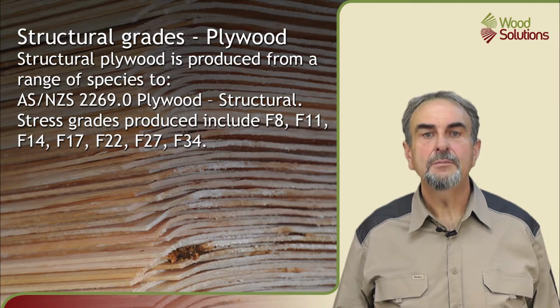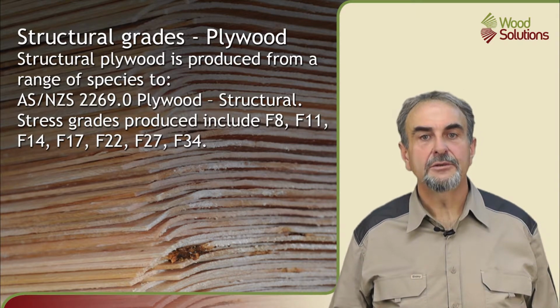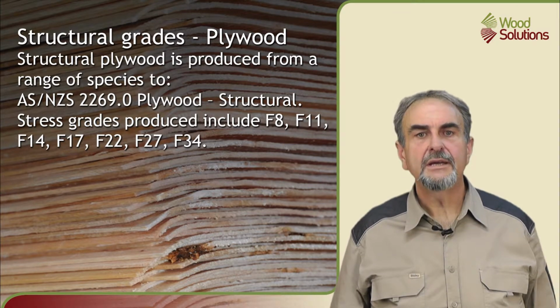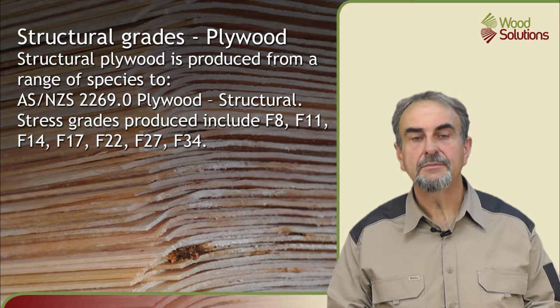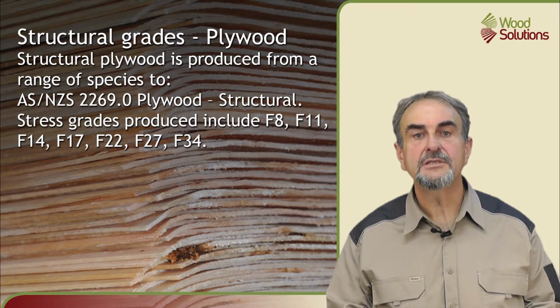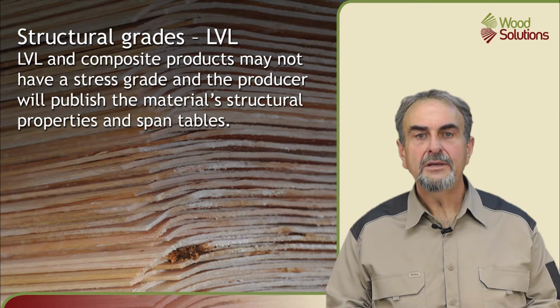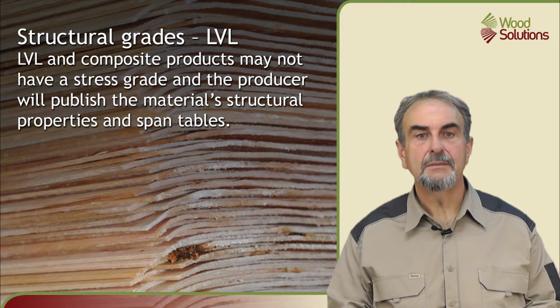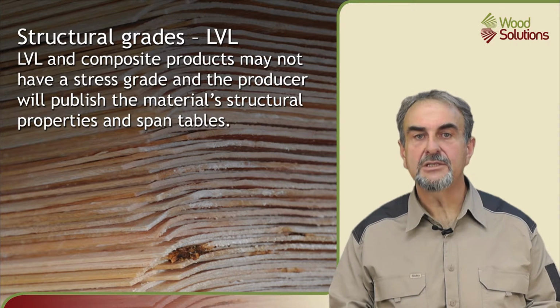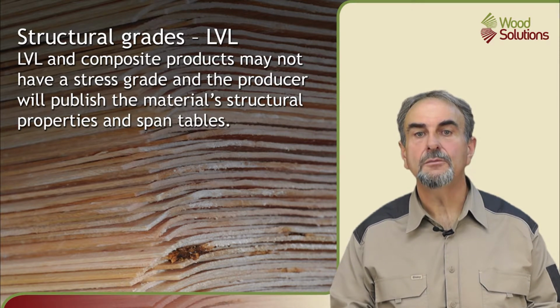These stress grades can then be combined with the required face grades to make a material suitable for a project. So DD grade plywood with an F11 stress grade means that the material is likely to be in a concealed structural application. AB grade plywood with an F34 stress grade may be used in an application that has a high appearance and structural requirements. LVL may not have a stress grade, but the producers will publish the material structural properties and generate a span table. Composite products such as I-beams may be similar. The material structural properties and span tables are supplied by the producer, but a stress grade is not given. Information about the grades and other characteristics can then be marked on the plywood sheet or piece of LVL.